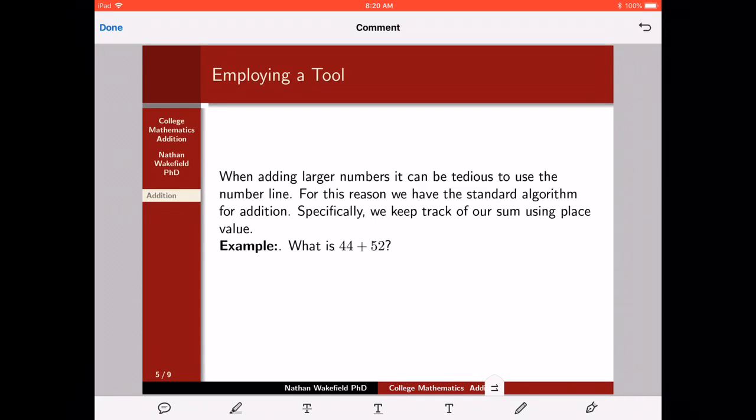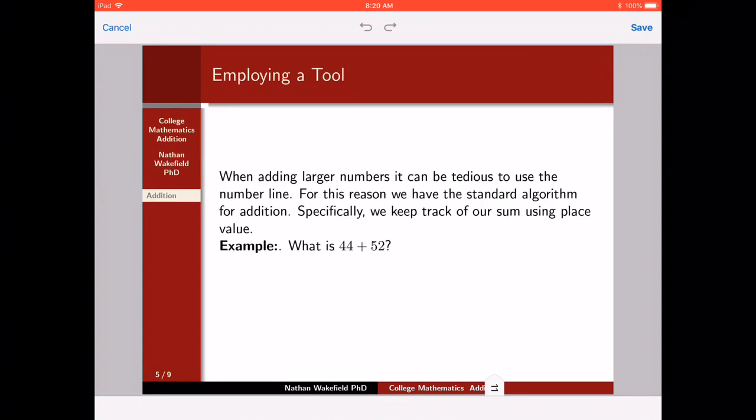So let's go ahead and employ this now on larger numbers. You don't really want to use the number line all the time. Really, ideally, you're using the number line anytime you've got numbers between 0 and 9. And beyond that, we're going to go ahead and use our units for adding. So let's do a simple example. Let's look at the numbers 44 and 52, and let's ask what is 44 plus 52.